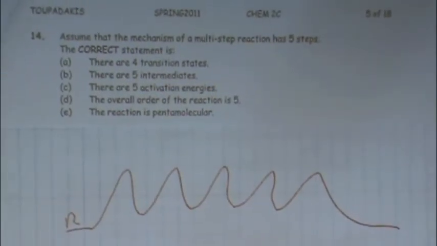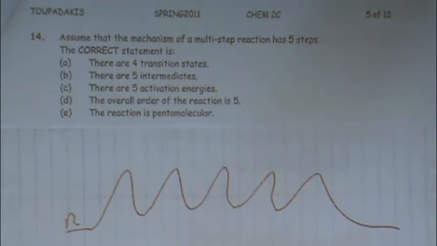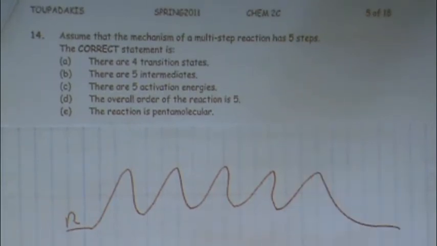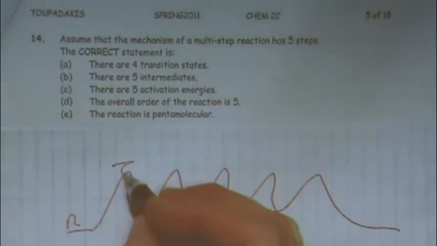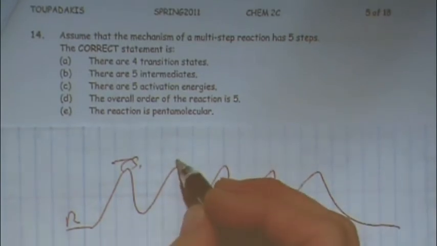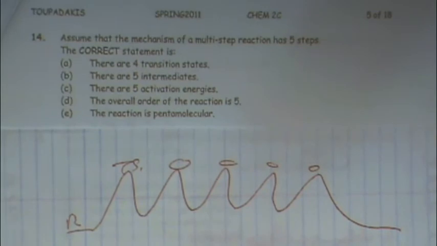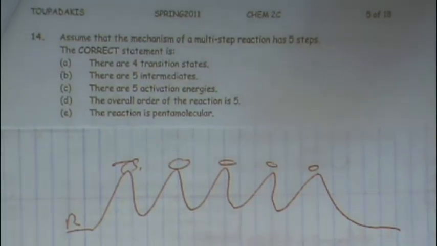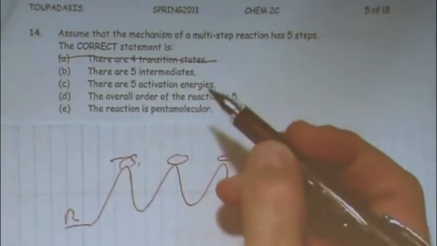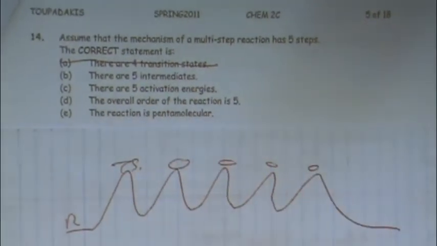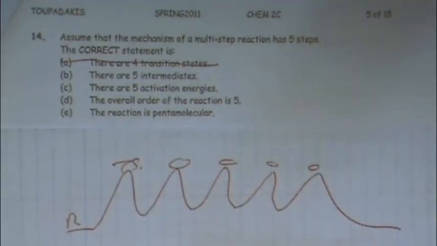5 steps. Okay? Now, how are you going to answer this? For transition states, with 5 steps, each step has a transition state. Transition state 1, 2, 3. All these are transition states. Same number of transition states as steps. Each step has a transition state. Wrong. First one is wrong. There are 5 intermediates. No. The intermediate count is always x minus 1.